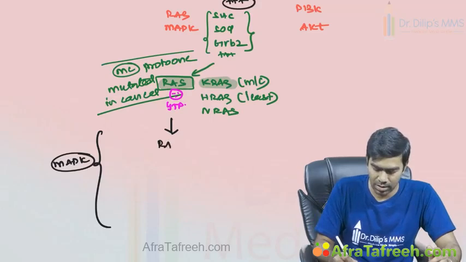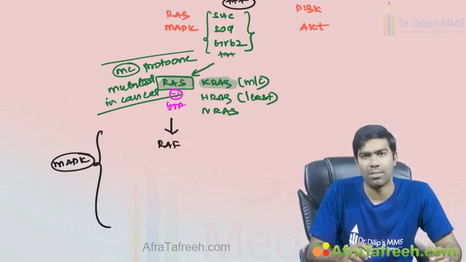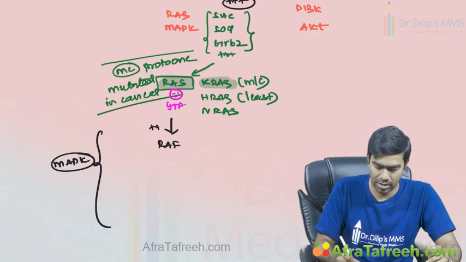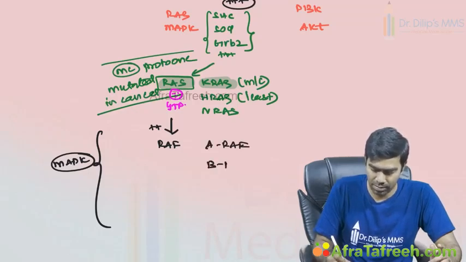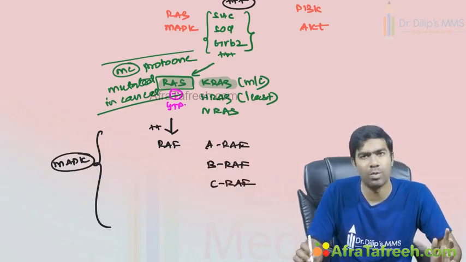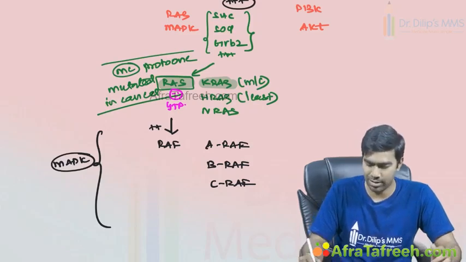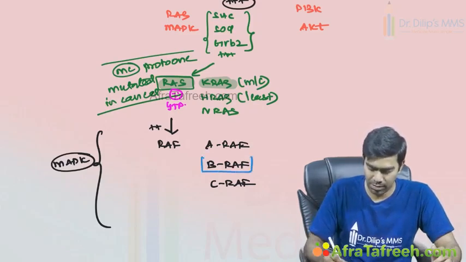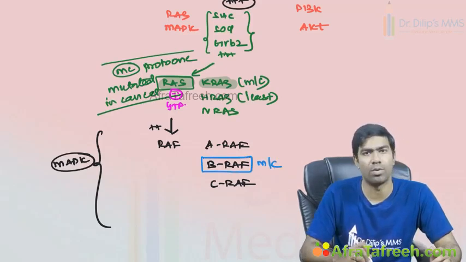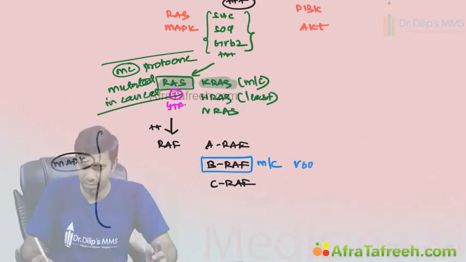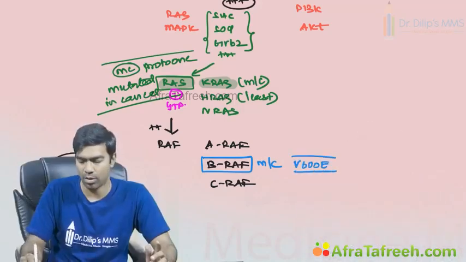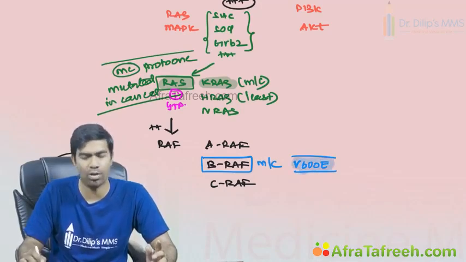The first in the step is the RAF. RAF is a family of proteins that will be activated by RAS. There are a lot of types of RAF. You have ARAF, then you have BRAF, then you have CRAF. In this, the most commonly mutated protein in cancers is the BRAF. BRAF is the most commonly mutated oncogenic protein. Especially you have a mutation called BRAF V600E mutation. This is one of the very signature mutations of a lot of types of cancers.